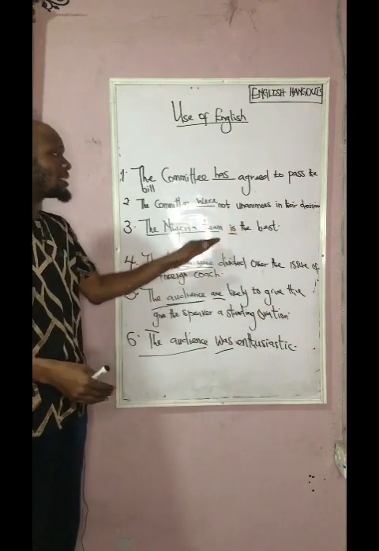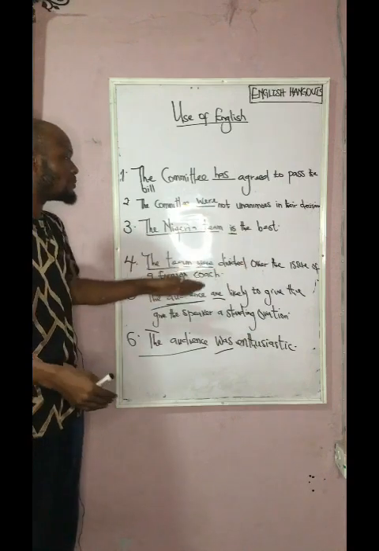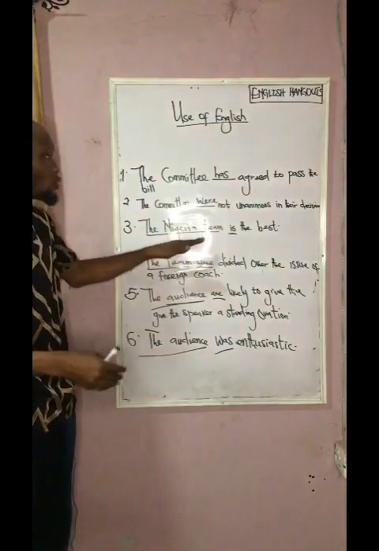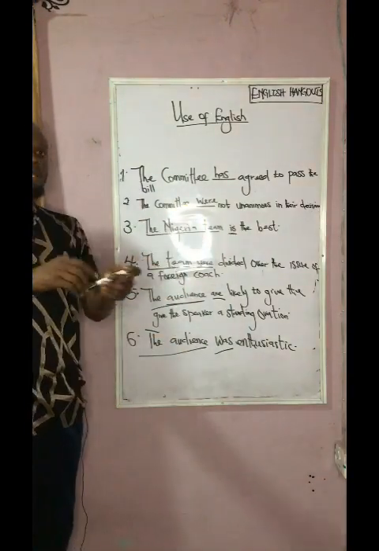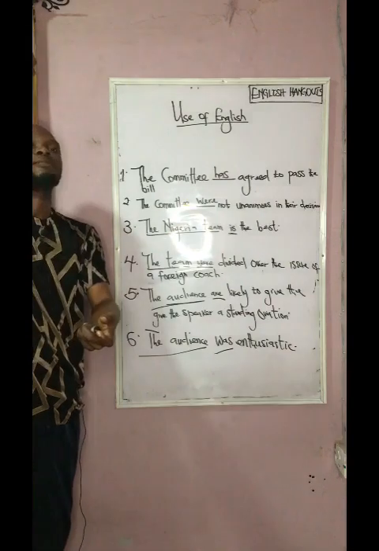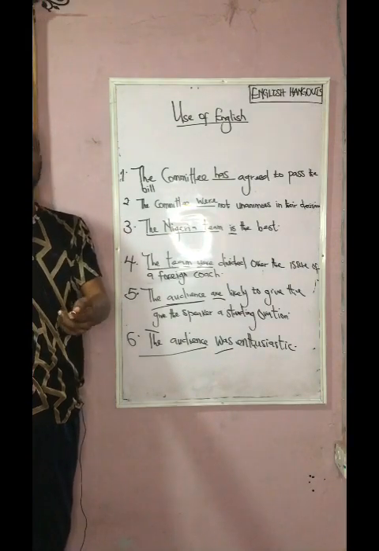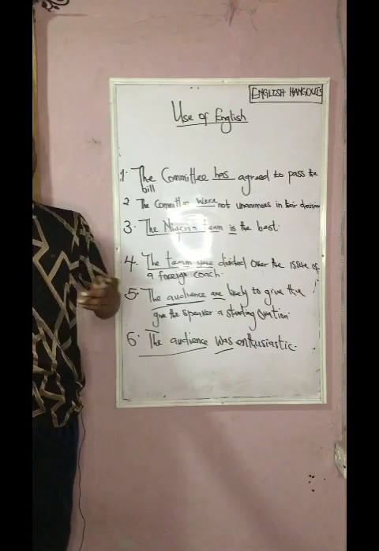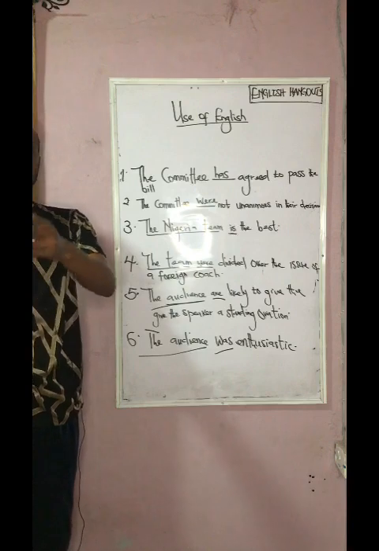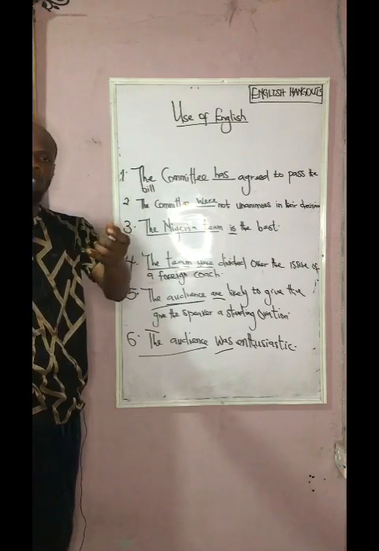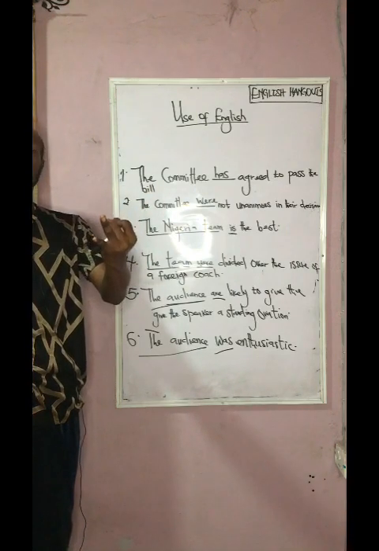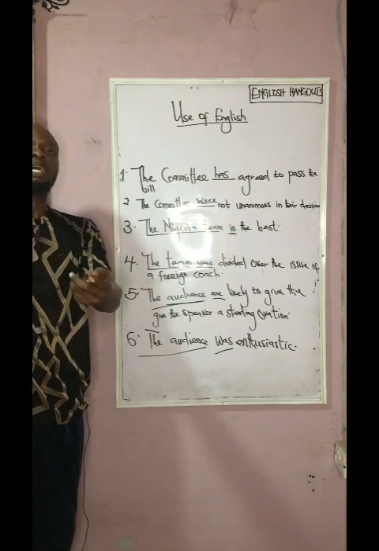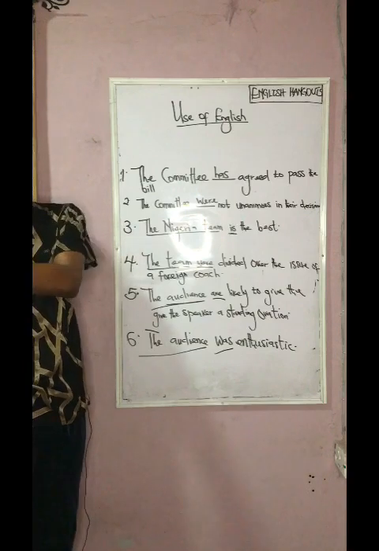The Nigerian team is the best. The team were divided over the issue of a foreign coach. This has to do with a group of persons functioning as an entity. Manchester United is a perfect club in England. Manchester United is a team. All of them, the coach, the technical director, the manager, the defender, the captain, are functioning as a unit. Therefore it should attract a singular verb.